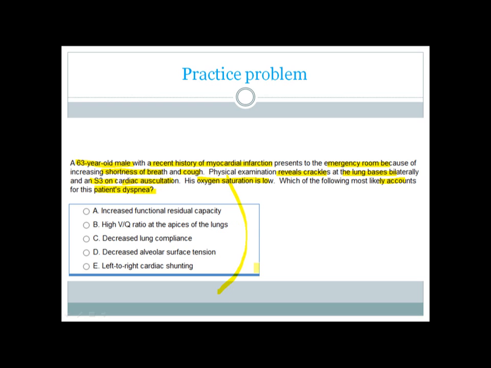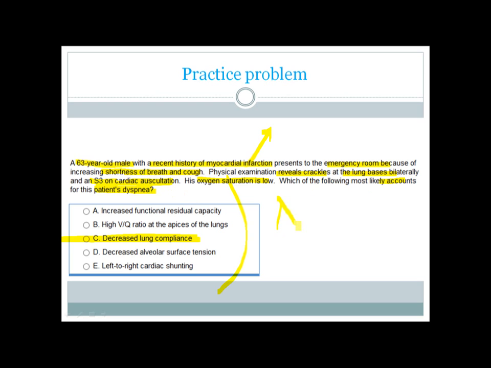So there are multiple options. You can pause if you want. The most important cause of this patient's dyspnea here is decreased lung compliance. Why is that so? First of all, what is the diagnosis in this patient? This patient has a previous myocardial infarction which damaged his heart valves or ventricular valves, and this leads to the development of heart failure, which is evidenced by the shortness of breath, cough and crackles in lung bases, and also S3 in cardiac auscultation.